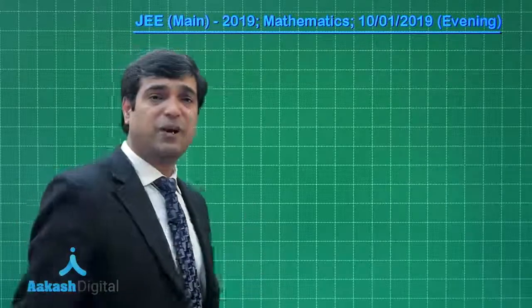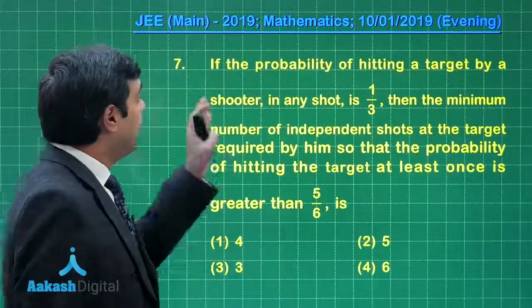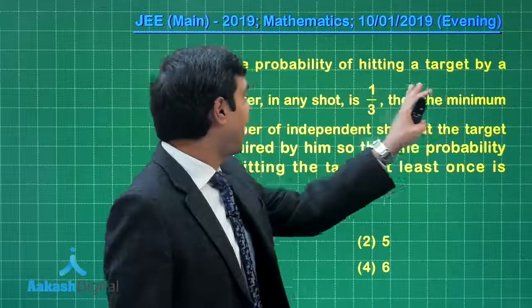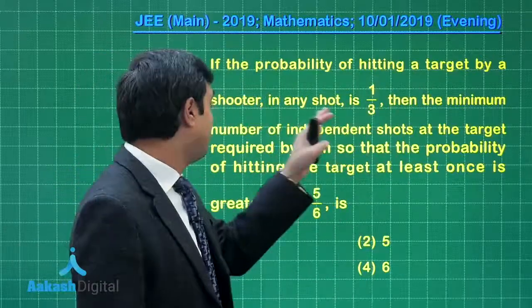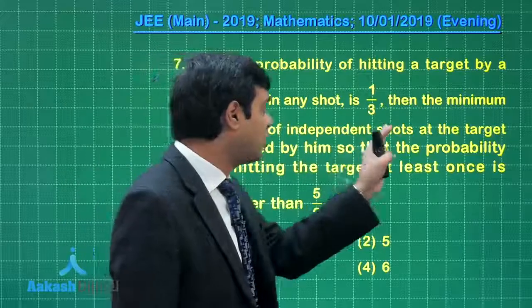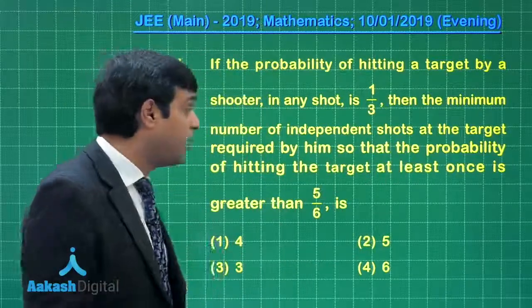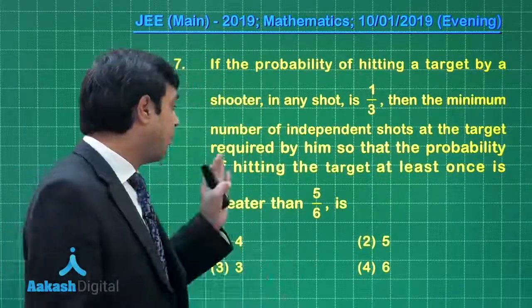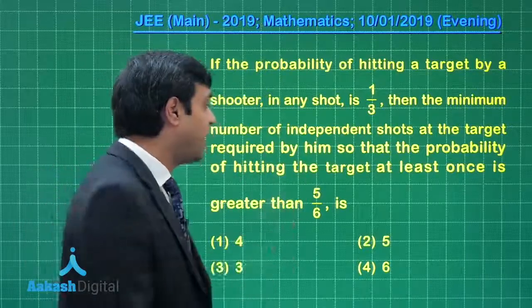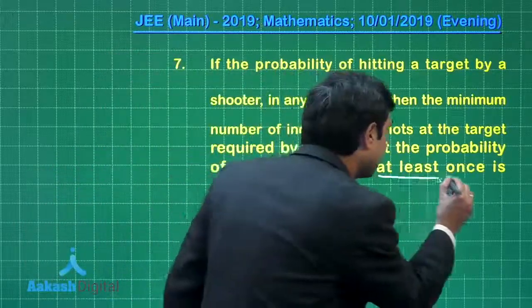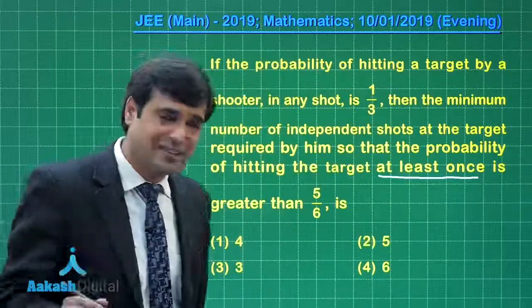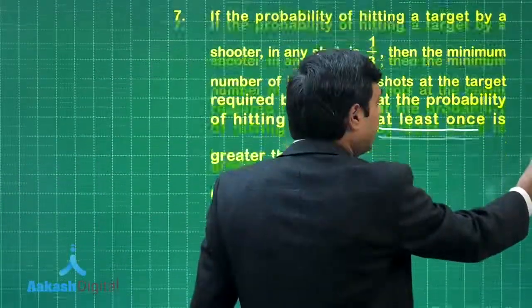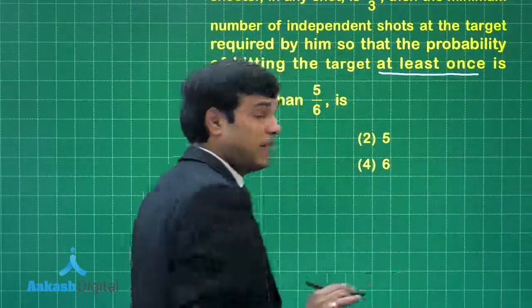Let's move on to the next question, that is question number 7. If the probability of hitting a target by a shooter in any shot is 1 by 3, then the minimum number of independent shots at the target required by him so that the probability of hitting the target at least once is greater than 5 by 6. A simple question from probability.